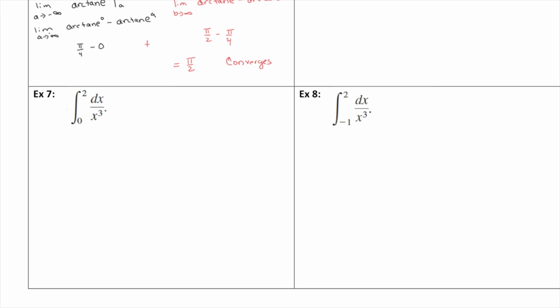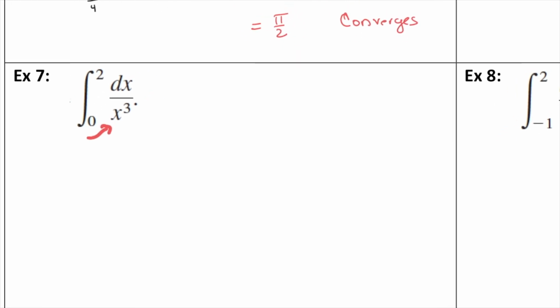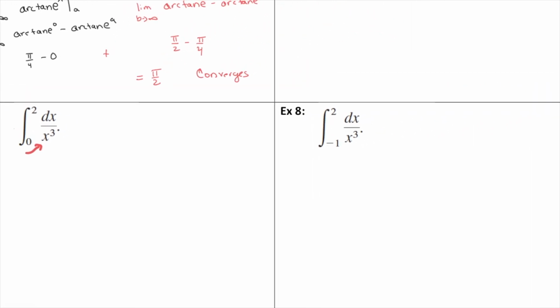As you look at example 7 and 8, notice you once again are dividing by 0 for example 7, whereas example 8 doesn't seem to have any problem. But you've got to recognize that 0 is in between -1 and 2. So you're going to have to divvy this up into 2 problems for example 8. So let's start. We're going to have the limit as a goes to 0 for our first problem. You're going to then write your integral from a to 2 of 1 over x cubed dx.